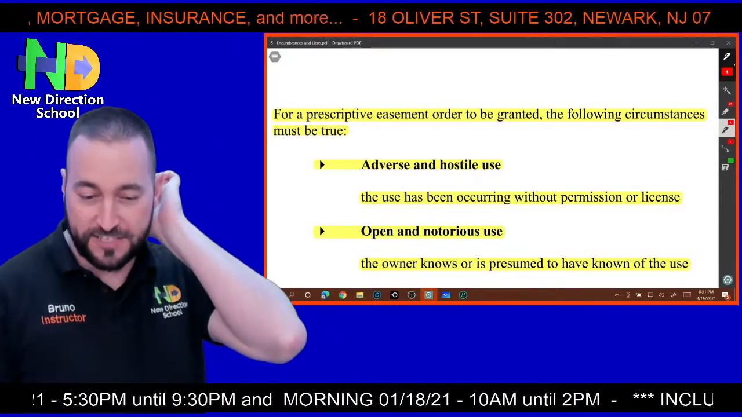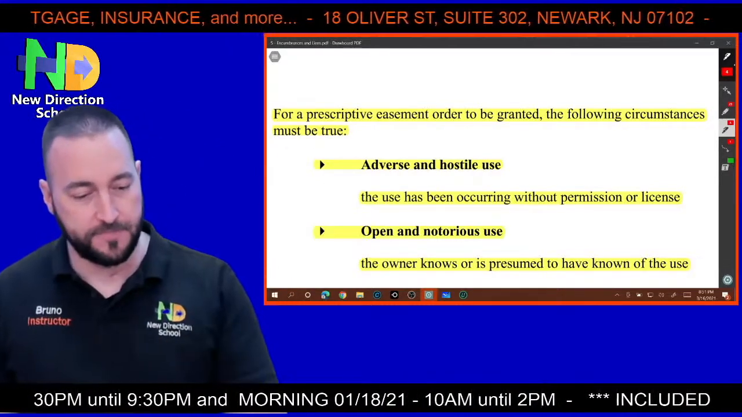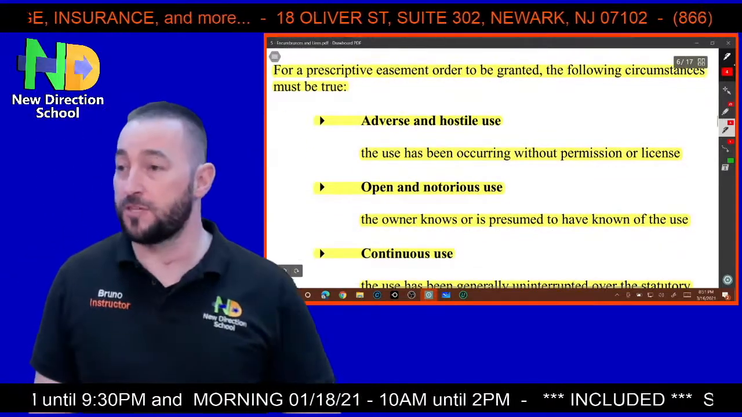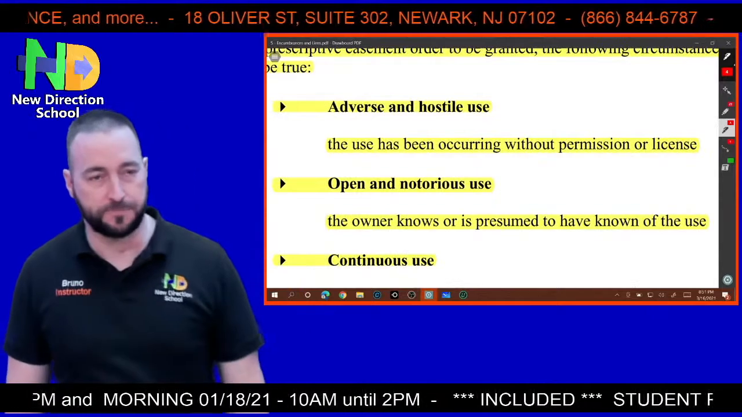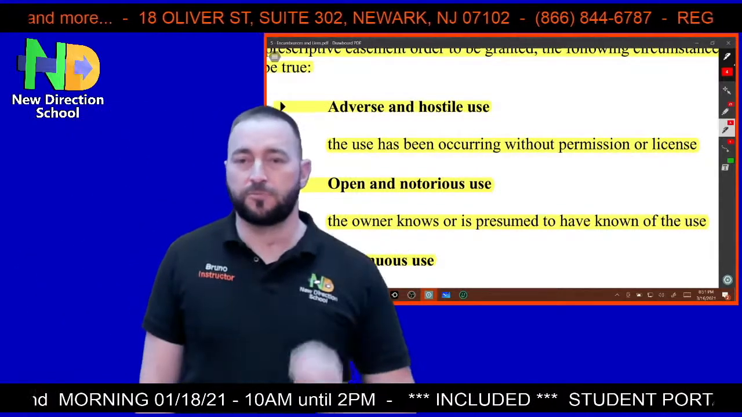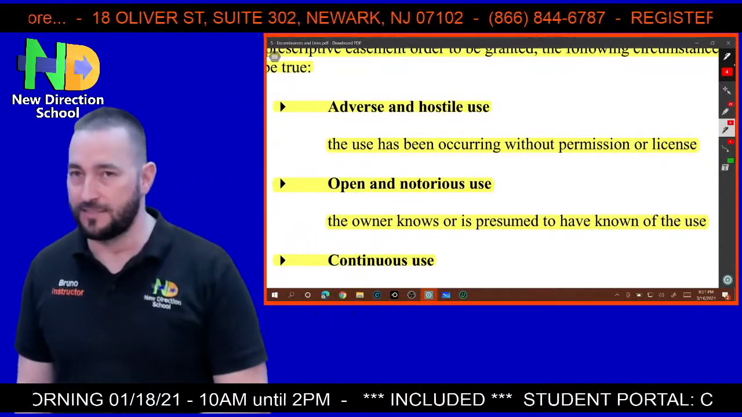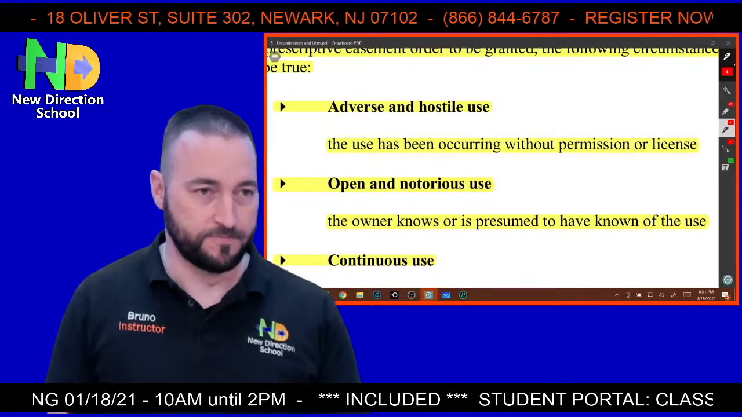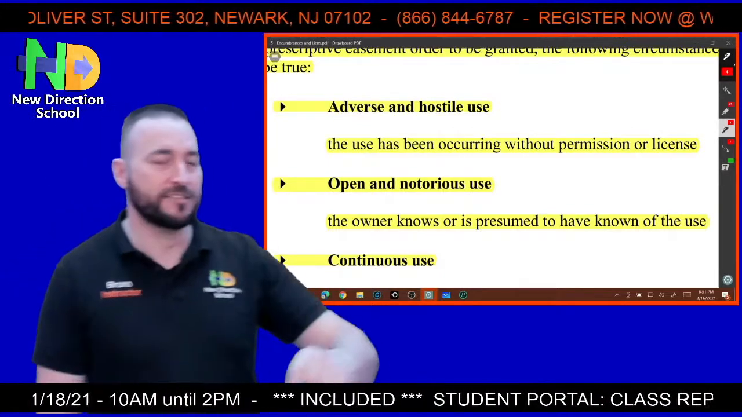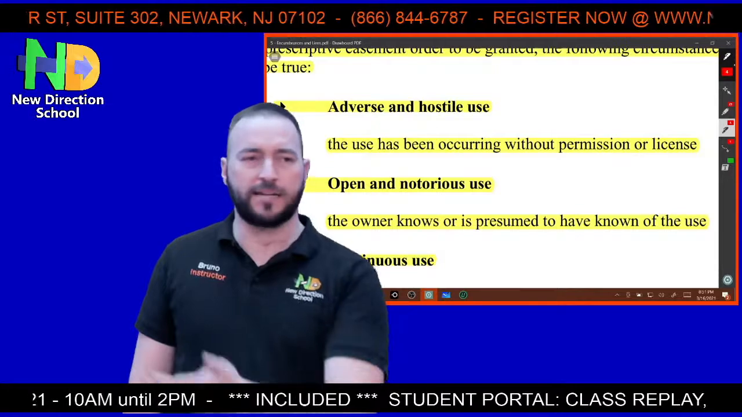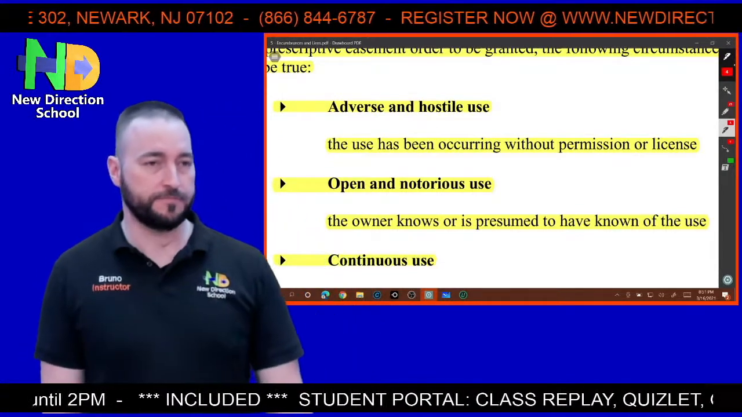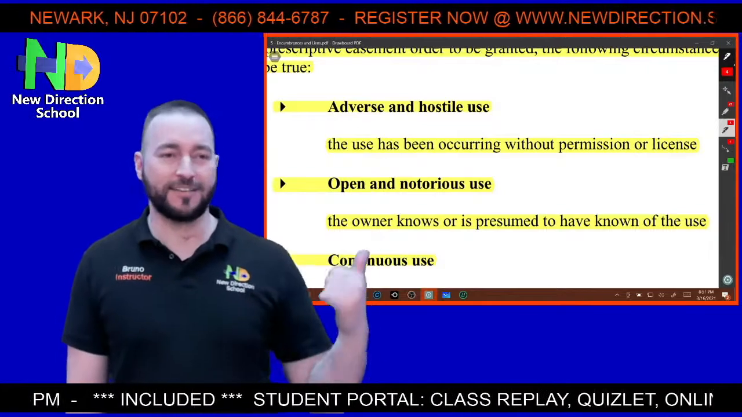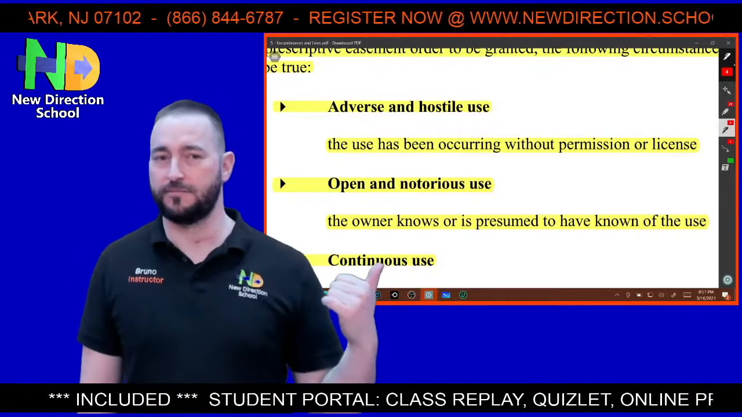For a prescriptive easement order to be granted, the following circumstances must be true. Adverse and hostile use. So you must have used the property without permission or license. That means you are not a tenant. That means you're not somebody that the owner said, yeah, sure, go ahead, park your car over here, right? If they gave you permission, then it was not a hostile takeover, right?